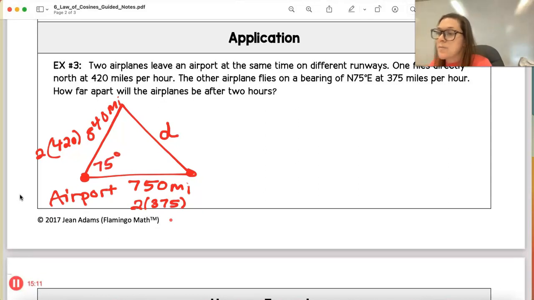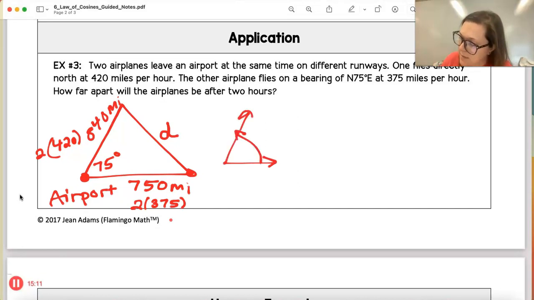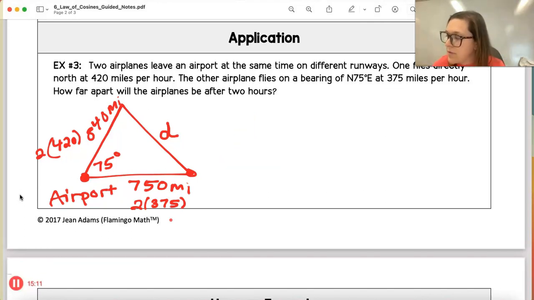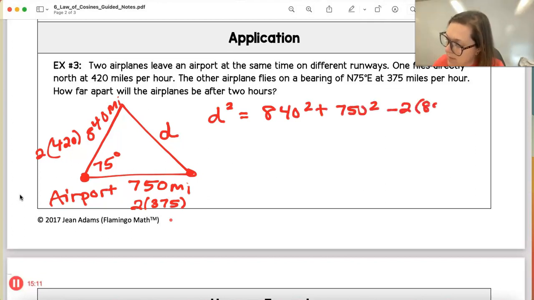Okay, so their bearing is, so east, I just realized you can't see me, right? So east, and then going north from there would give us this angle right here. So we're going to put that 75 in that angle there, which is across from our D. Oh, nope, we're not going to do D. We're going to solve for D. So D squared is equal to my other 2 sides: 840 squared plus 750 squared minus 2 times 840 times 750 times the cosine of 75.